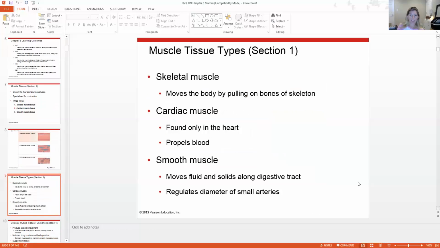So again, just a quick review. Skeletal muscle is the main muscle of the body that's providing movement. Cardiac muscle is the heart. Smooth muscle would be found in the walls of hollow organs like the stomach, the small intestine, large intestine, etc.